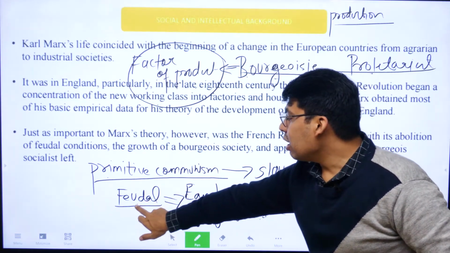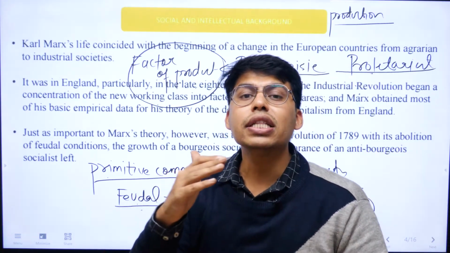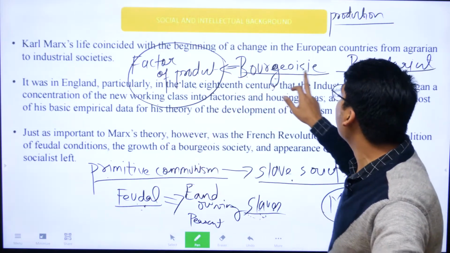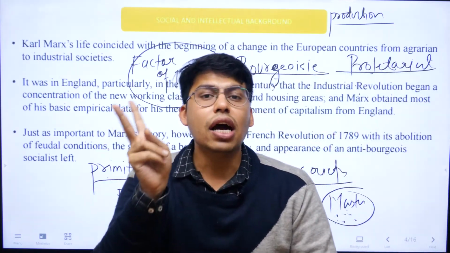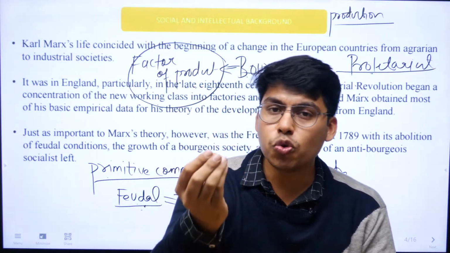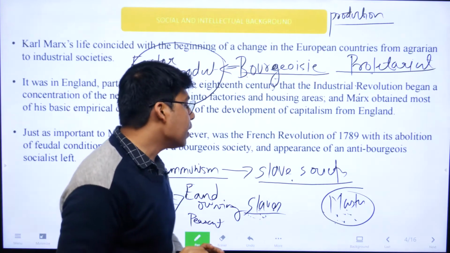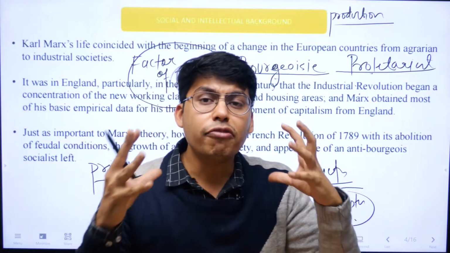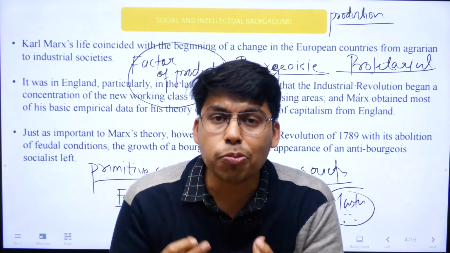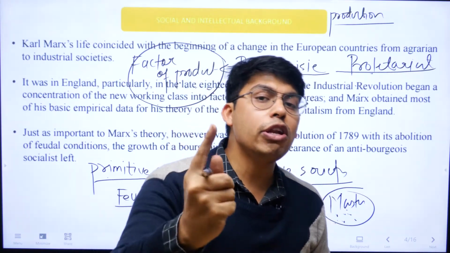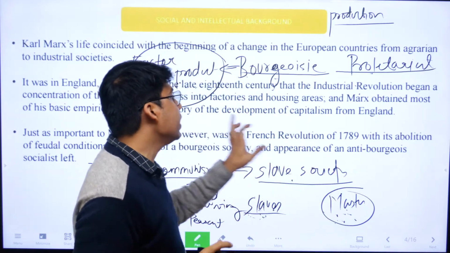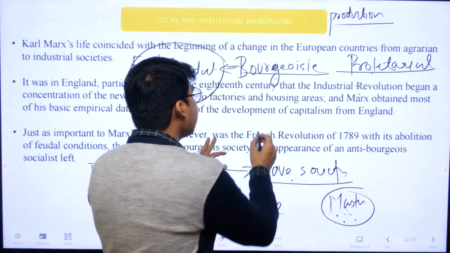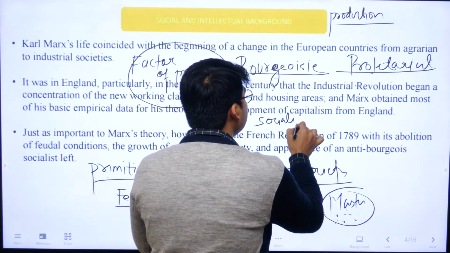Now after the decline of the feudal society, we have seen the emergence of the capitalist society, where again there are two classes, the bourgeois and the proletariat. And Karl Marx simply says that when the working class realizes that they are being exploited by the bourgeois, then again a revolution will come. Then after the revolution, he says there will be a dictatorship of the proletariat. That is why he says that then comes socialism and then comes communism.